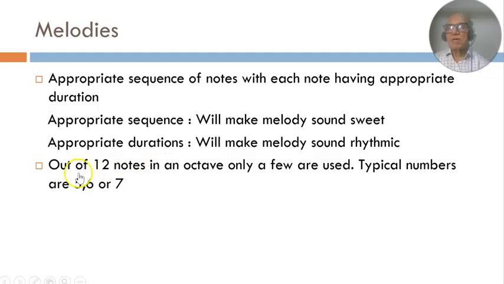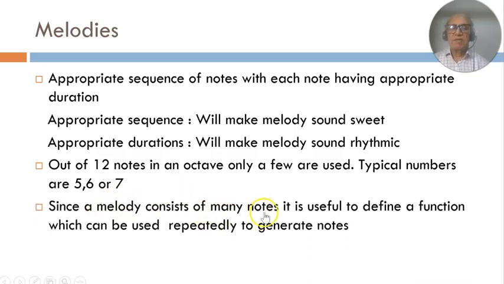Now note that although in an octave there are 12 notes, most melodies use much less than 12. Typical numbers are, you might use only 5 notes, or you might use 6 or 7. Of course you could use notes in all the 3 octaves, but the number of notes in each octave is limited to 5, 6 or 7.